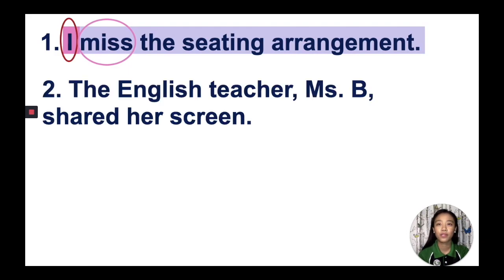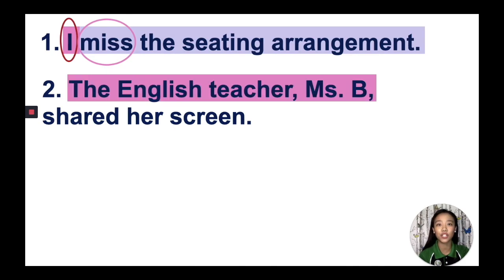Number 2. The English teacher, Miss B, shared her screen. Pause this video as you try to identify the complete subject, complete predicate, simple subject, and simple predicate. Let's answer. The complete subject in this sentence is the English teacher, Miss B. The complete predicate is the verb phrase shared her screen. The simple subject is teacher, and the simple predicate is shared.